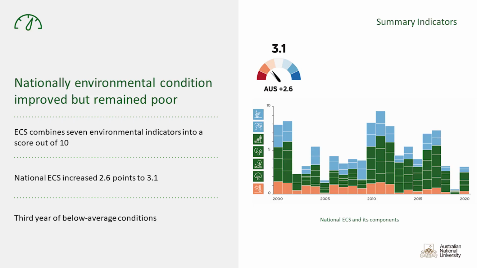The environmental condition scores combine 7 environmental indicators and calculate a score out of 10. We can do that for every region, but at national scale, the environmental condition score increased 2.6 points from the extremely low value in 2019 to 3.1 in 2020. That marks the third year of below average conditions.